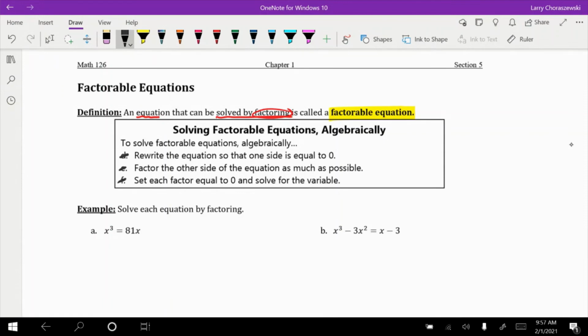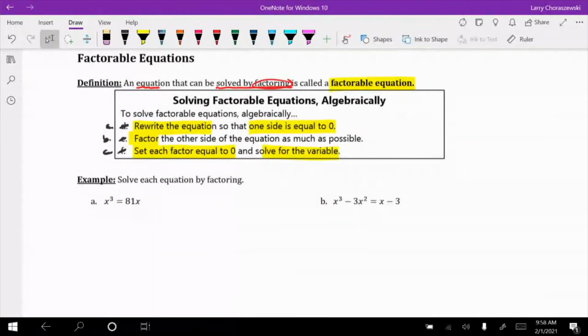There are 3 overarching steps to this. In step A, you want to rewrite the equation so that one side is equal to 0. The reason for that is because we need to factor the resulting expression that's on the other side. And blending parts A and B together, once we've factored and the other side is 0, we set each factor equal to 0 to solve for the variable from there.